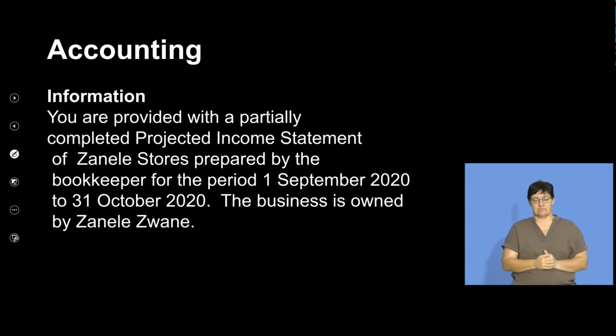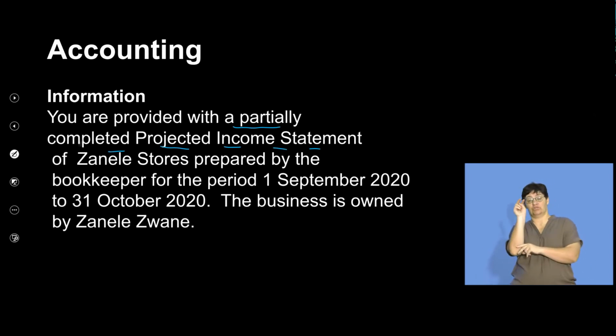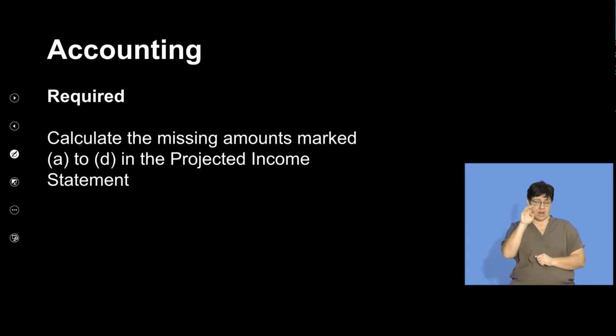In this particular question, we are provided with a partially completed projected income statement of Zanele Stores prepared by the bookkeeper for the period 1st September 2020 to 31st October 2020. The business is owned by Zanele Zwane. What are we required to do? We are expected to calculate the missing amounts that are marked A to D in the projected income statement.